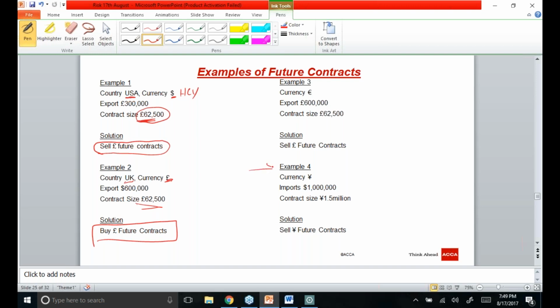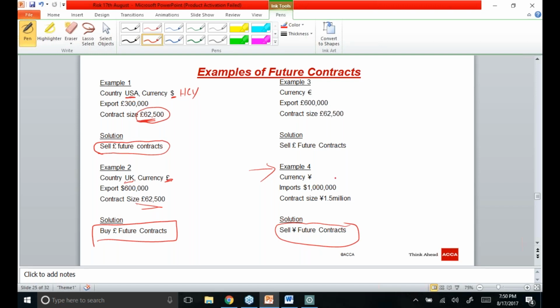So, example number 4, your currency is yen, and you have an import of $1 million. If you have an import of $1 million, that means you have to buy dollars. The contract is not in dollars. The contract is in yen. So if you are going to buy dollars, that means you are going to sell the yen. And if you are going to sell the yen, book a contract, sell yen future. You always have to think in contract size currency.